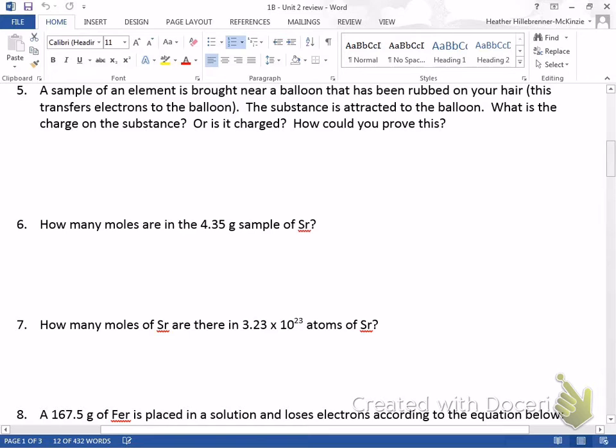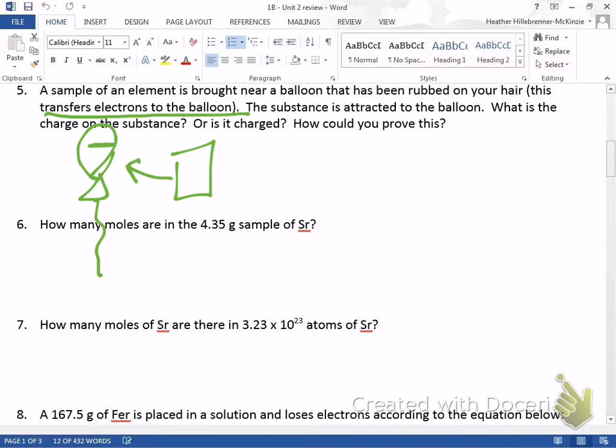A sample of an element is brought near a balloon that has been rubbed on your hair. You guys have all done this, yes? Yes. Okay. So what happened is the electrons were transferred from your hair to the balloon. So let's just talk about this, right? So I got my balloon. There's my balloon. All right. So what is the charge on my balloon? It's gonna be neutral. No. Look. What does it say? I transferred electrons to the balloon. So my balloon is negative, yes? Yeah. Okay. So then I took some substance and I put it up to the balloon, right? And it did what?